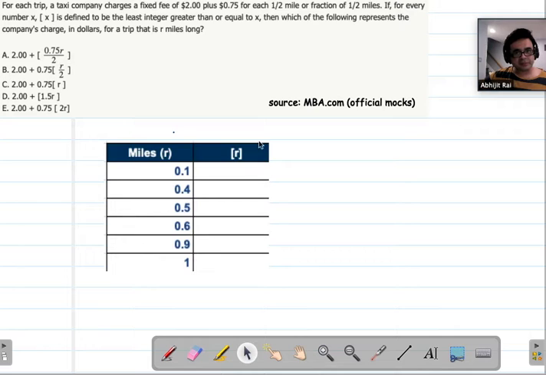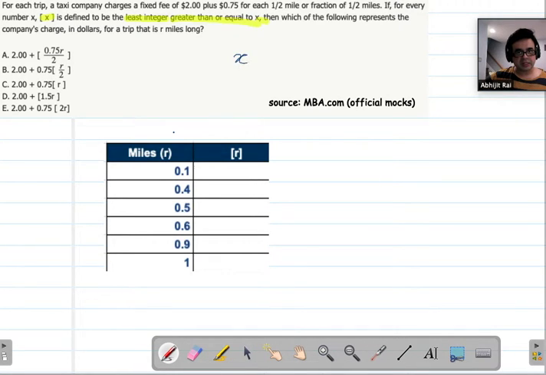So here is another table. If I have miles, what would my R look like, right? So let's look at the definition first. The least integer of X. This symbol is also used for greatest integer, but here it is a least integer function. So the least integer function X is defined to be the least integer which is greater than or equal to X. So here is how I would say it, right?